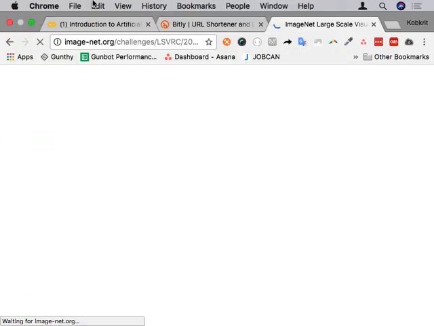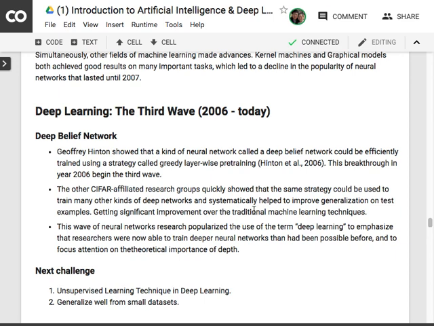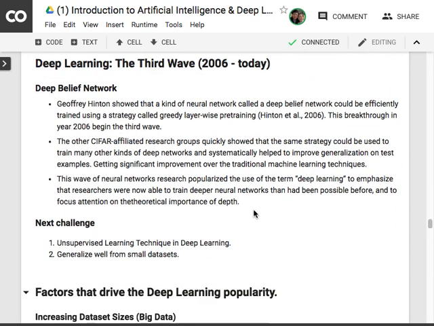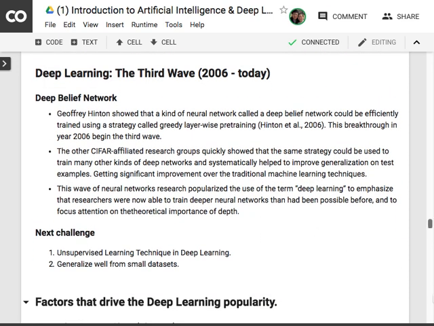Okay, go back to this one. Since the deep belief network has very deep layers of weights, the popularity of the word deep learning emphasizes that researchers are now able to train deeper networks than before.